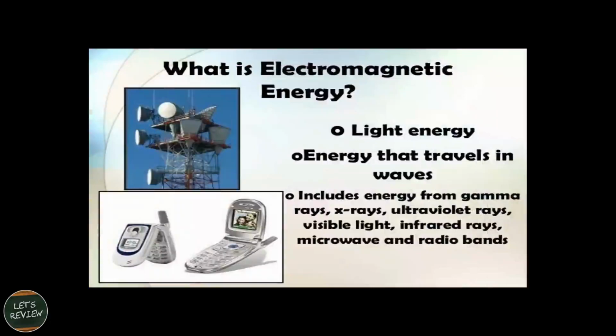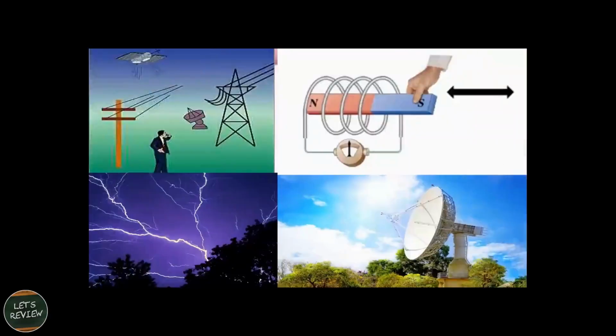While electromagnetic energy is a light energy, and this energy travels in the form of waves, such as gamma rays, X rays, ultraviolet rays, visible light, infrared rays, microwaves, and the radio bands. The reason why you can use the internet connection and you can call or send your text message is because of this electromagnetic energy. And these are some examples of electromagnetic energy.